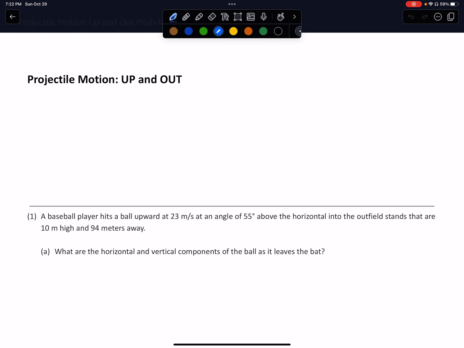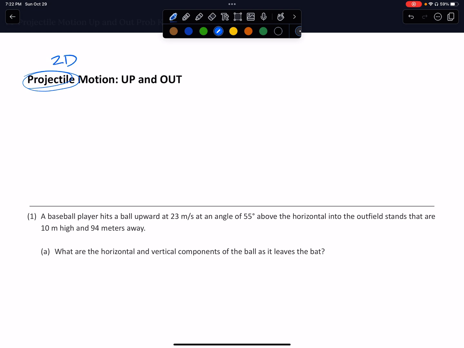This one's going to be first in a series of screencasts dedicated to projectile motion. This particular video is going to look at problems where the object moves up and outward at the same time and lands at a height that is different from the height it was launched. All right, so let's start by talking about this idea of projectile motion.